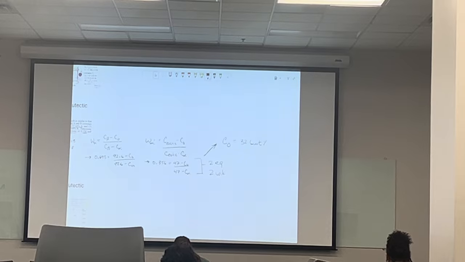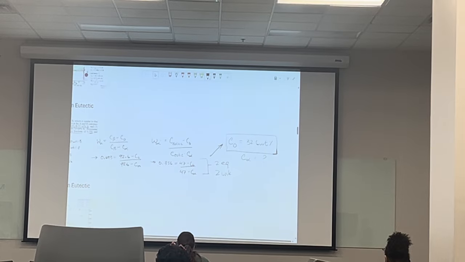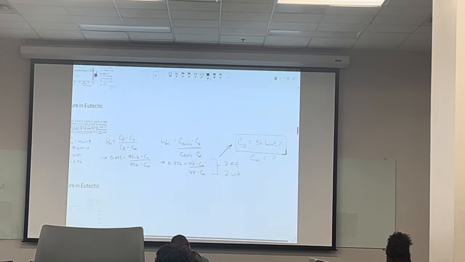Actually, right, they just wanted the composition of the alloy. So in this case, we would just stop at the C naught, or the original composition of the alloy. As you solve this, you can also find the composition of the alpha phase, which they don't ask for, but you get the idea. Basically, if you solve for one, you can easily get the other one. And basically, that's how we will approach this problem.